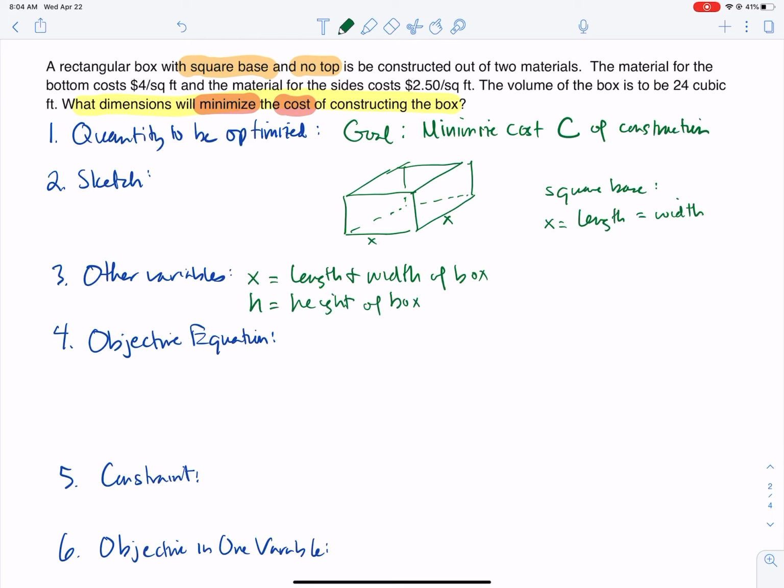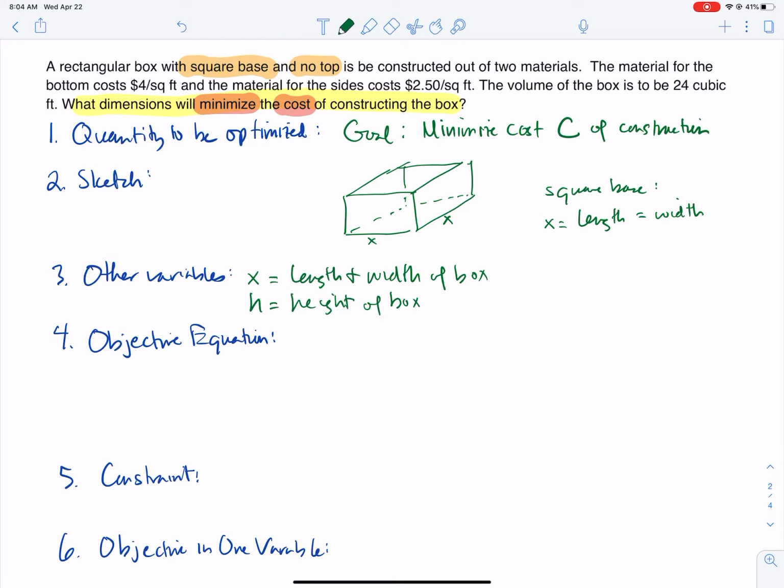And so the next thing we need is our objective equation. That's the equation that involves the quantity that we're trying to optimize. And so our goal here is to express cost in terms of x and h.